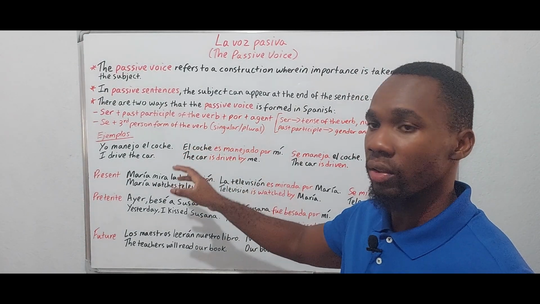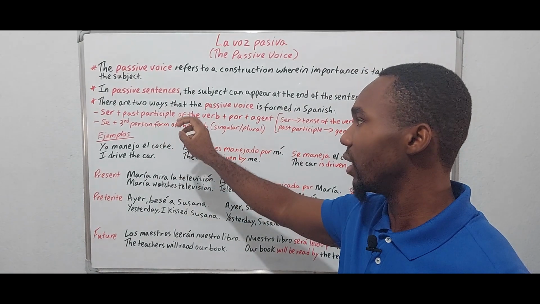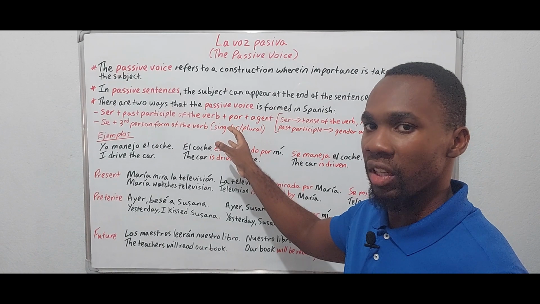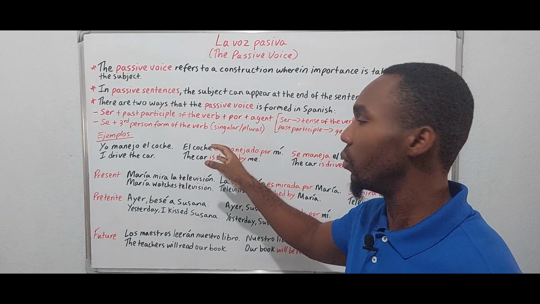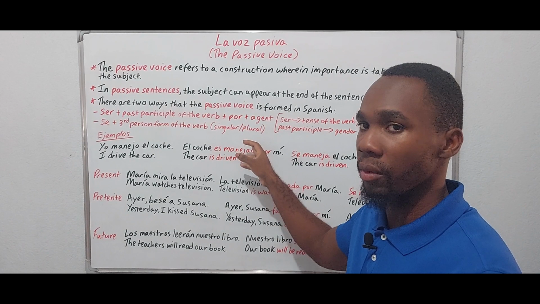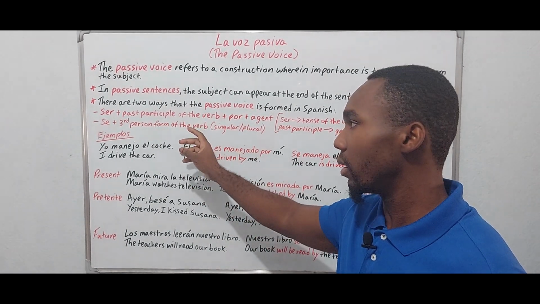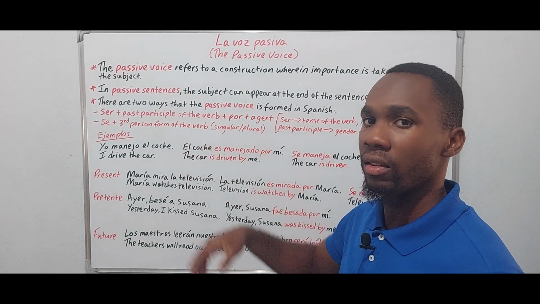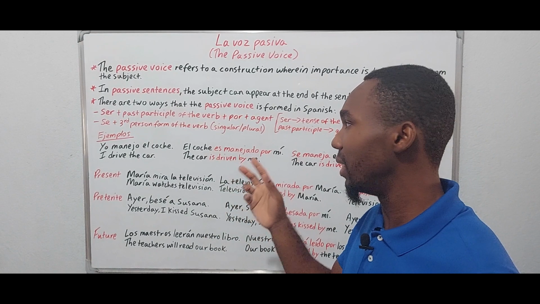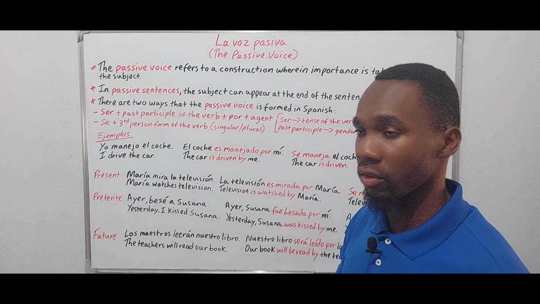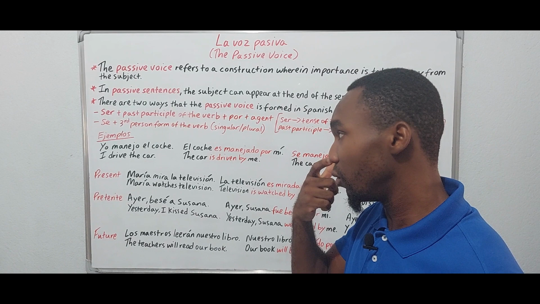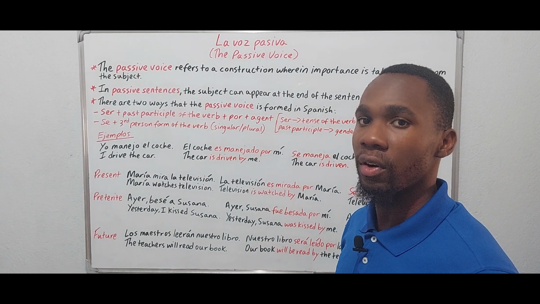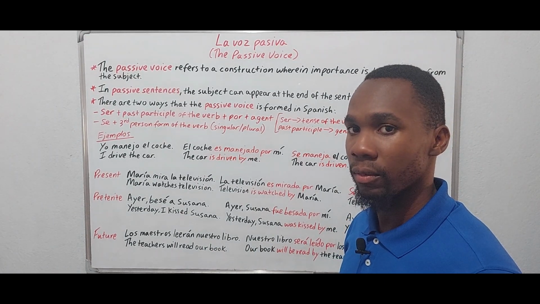The second construction is that we use se followed by the third person form of the verb. And the number of the object will determine whether we use the singular form or the plural form. I should also mention that the tense of the verb has to be the same as the tense used in the active voice. So if the present tense was used in the active voice, then the third person form must be in the present tense. Okay?